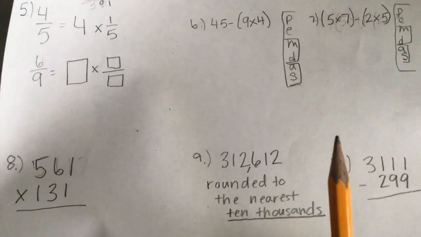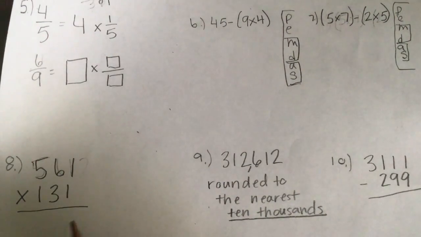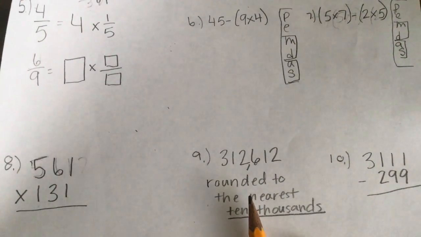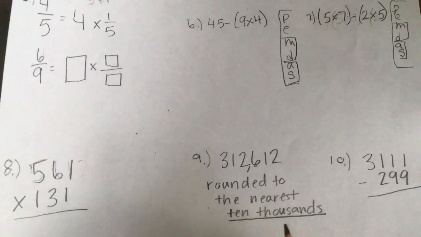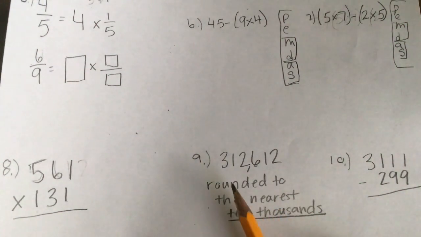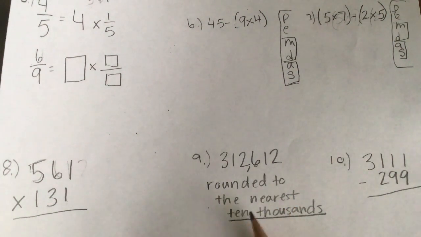Okay, number 8 down here is a 3-digit by 3-digit, and I know that this could be challenging, but if you stay organized, these are your 1s, your 3s, and your 1s. Those are not challenging multiplication facts, okay? But you have to stay organized for this one, for sure. Okay, number 9 is a rounding problem to the nearest 10 thousandths. 312,612 rounded to the nearest 10 thousandths.